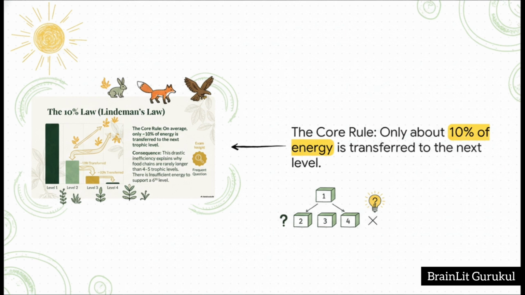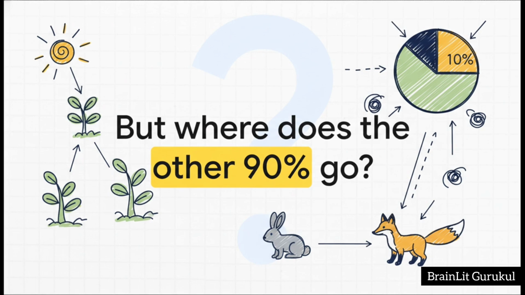Why don't we see food chains that are like 10 levels long? There's just not enough energy left to support a sixth level. So that's the big question, right? If only 10% moves on, where does the other 90% vanish to? And figuring this out is fundamental to understanding how ecosystems work.